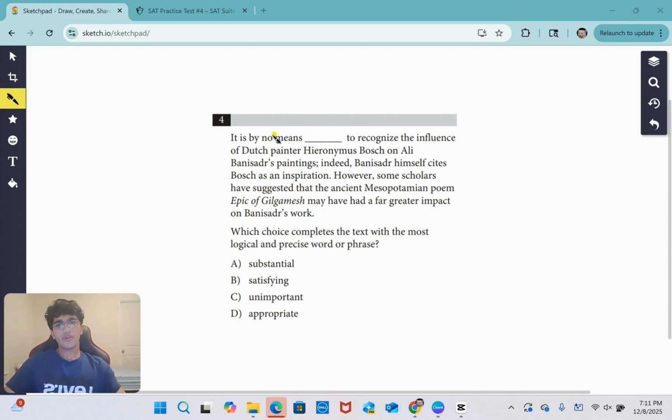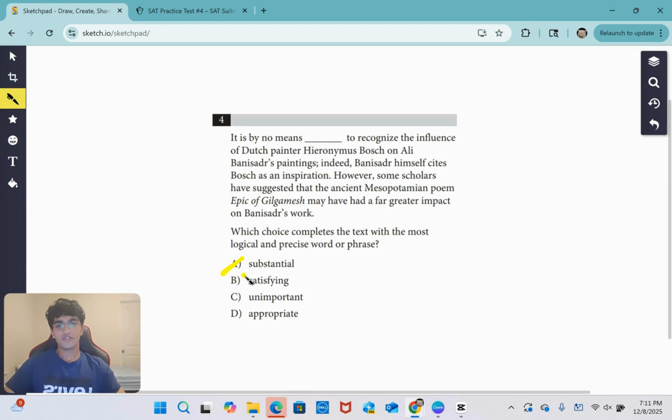Now, the word that I would choose for this would be something along the lines of ridiculous or foolish, basically saying that it is okay to recognize the influence of the Dutch painter. So, going through these, substantial, I would not choose this answer choice because we are saying that it is important to recognize the influence of this Dutch painter. So saying that it's not substantial is not fitting with our understanding of the text.